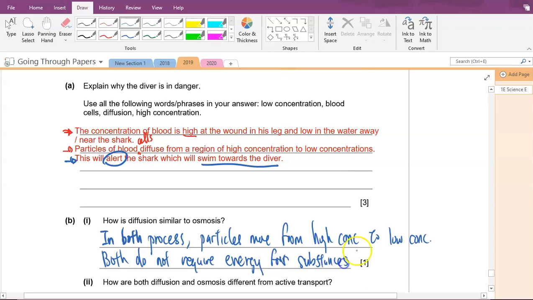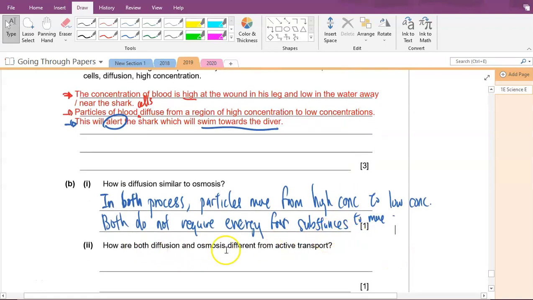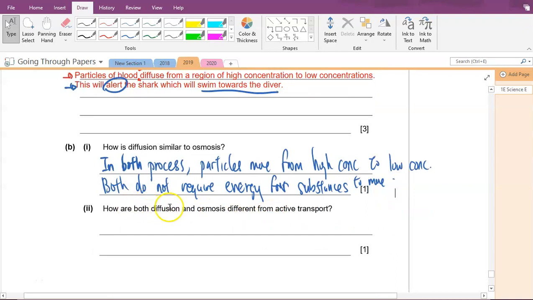Obviously, by saying this sentence, you know that this is actually with reference to active transport. Now, why did I say that? It's really because active transport needs to use energy to move the substances. So part 2, how are both diffusion and osmosis different from active transport?